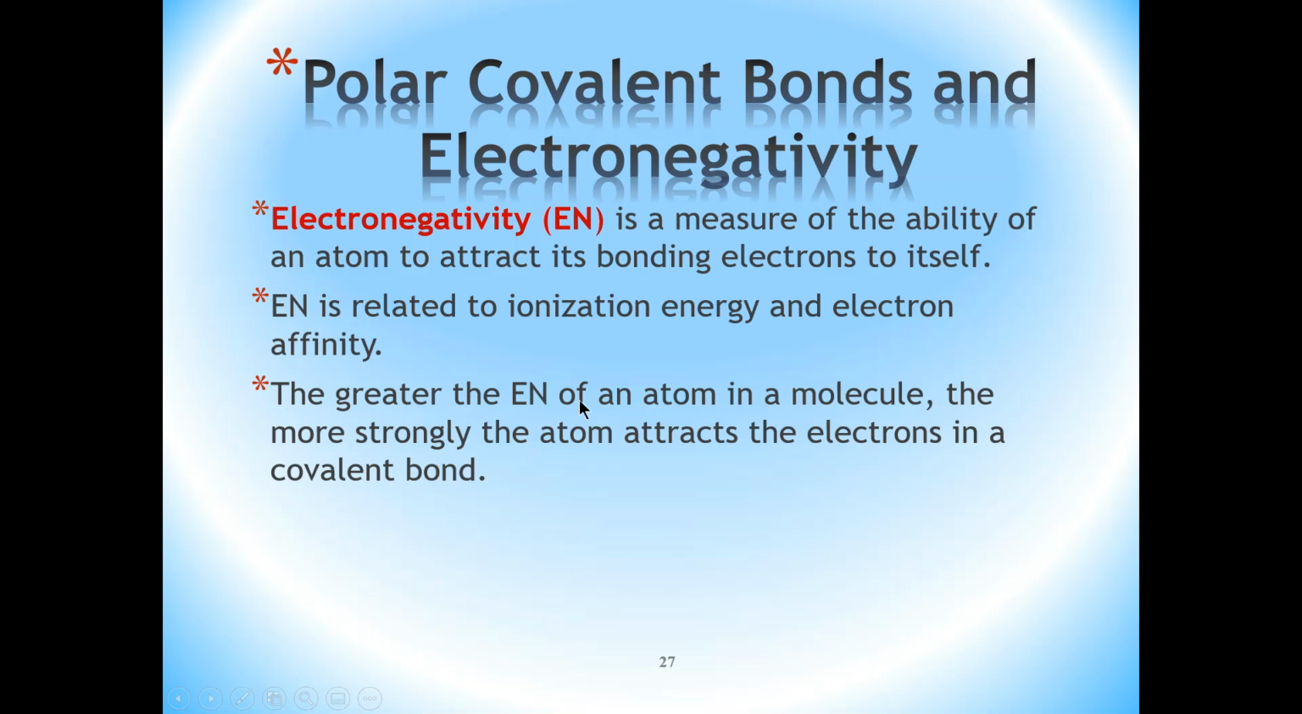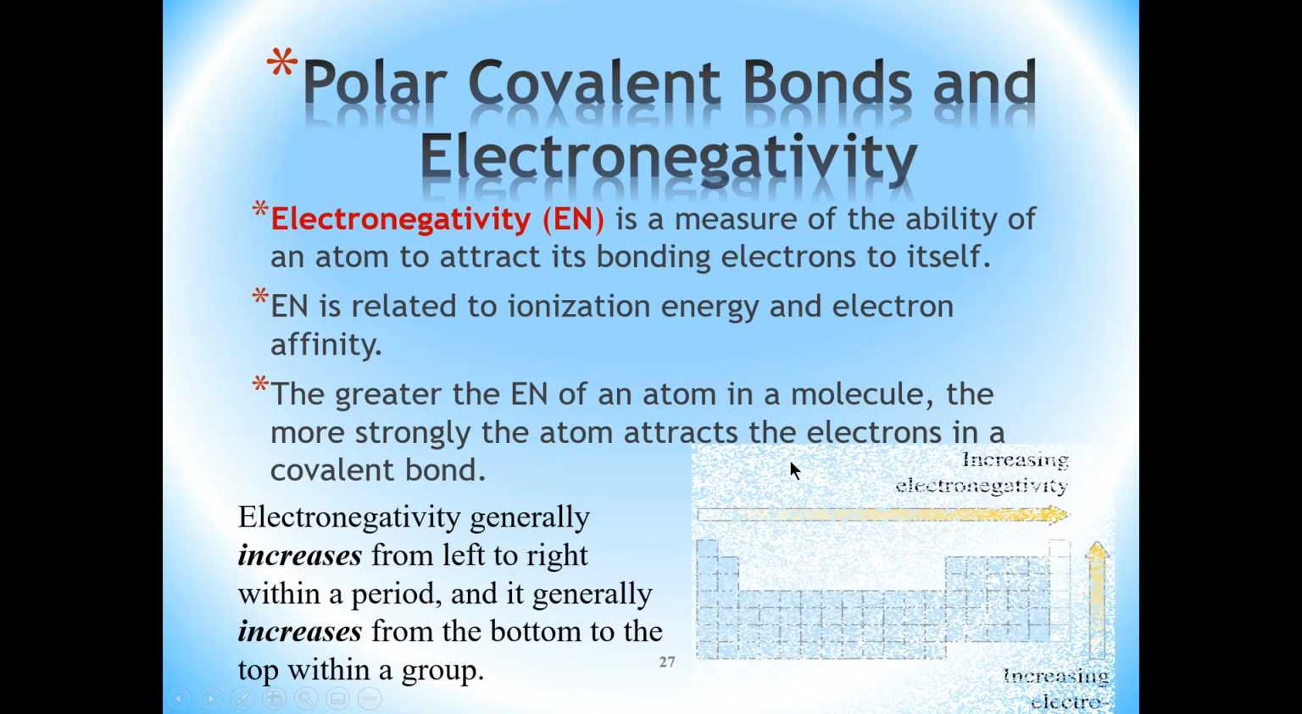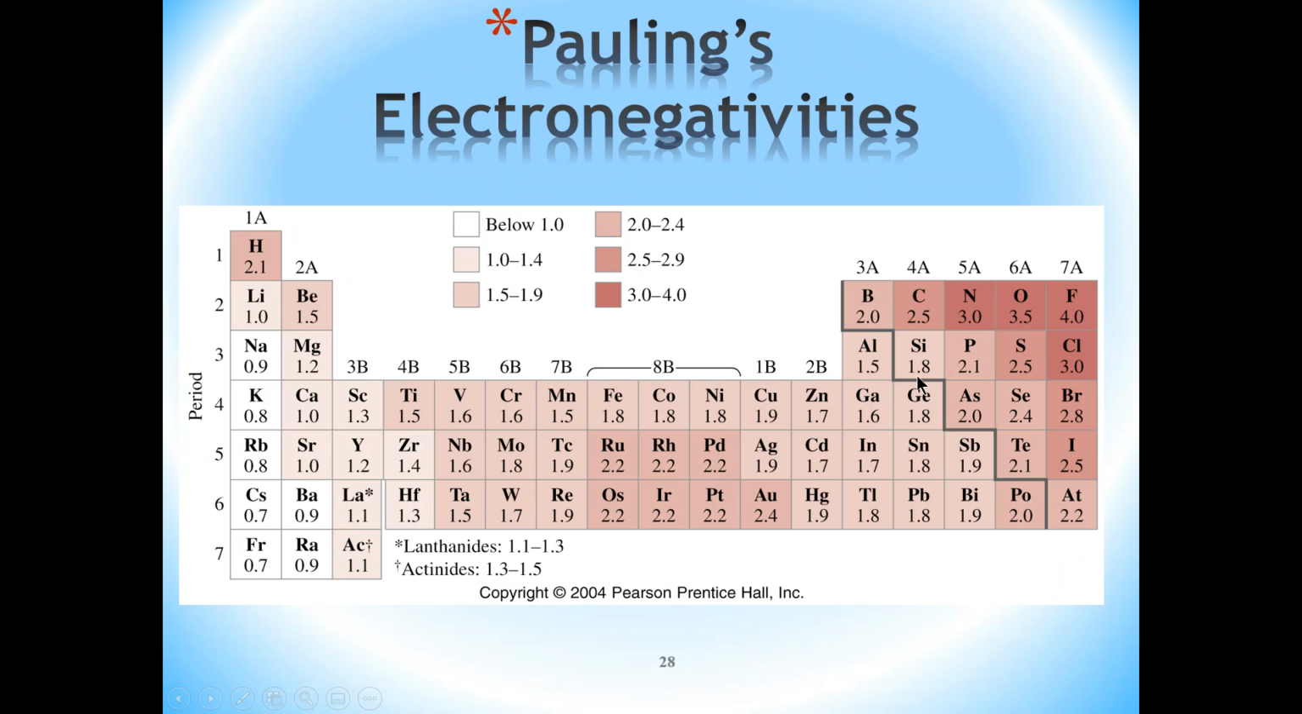And the greater the electronegativity of an atom in a molecule, the more strongly that atom attracts electrons in a covalent bond. If you look at trends in the periodic table, generally the electronegativity increases from left to right of any period and also increases from bottom to top of any group. Linus Pauling came up with a scale of electronegativity values based on ionization energy and electron affinity. And this is what he came up with.